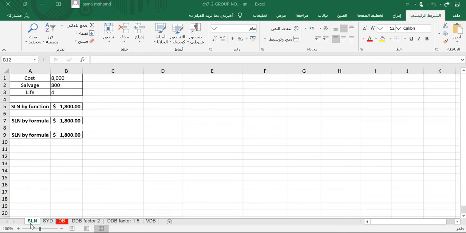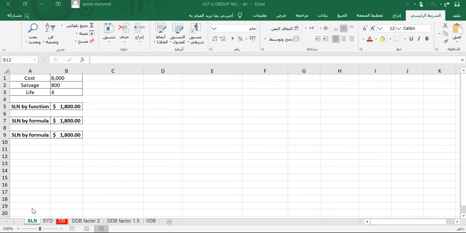The first one, we will have the SLN, which stands for straight line method. And this one is SYD, which stands for sum of the year digit. Also, we will cover the DB, the declining balance, and DDB, which stands for double declining balance. And also, we will cover the variable declining balance. So let's get started.